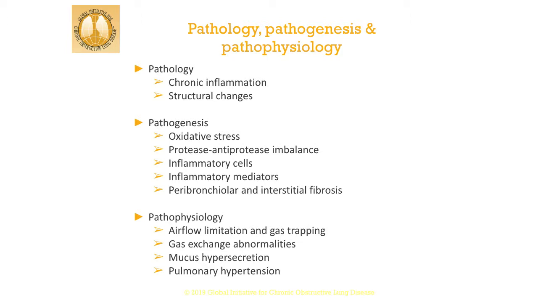So pathophysiology is we have airflow limitation with gas trapping that happens after time. We start to have gas exchange abnormalities because we've changed the membrane thickness, we've changed the elasticity and the recoil of the chest. We've got mucus hypersecretion, so we do not have as good of an ability to diffuse gas across because we've obstructed our airways, and it can also lead to pulmonary hypertension because we've altered the circulation into and around the lungs.